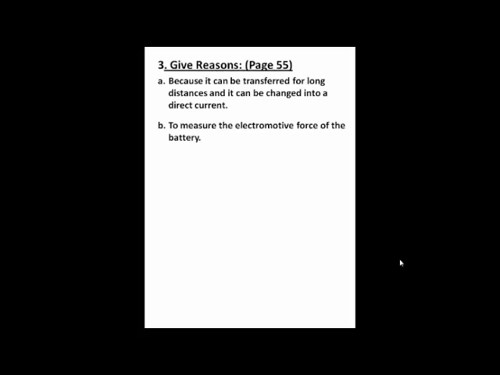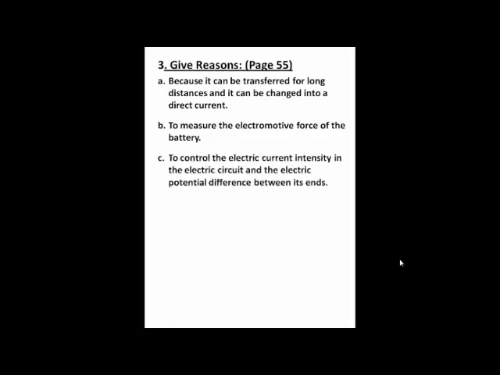It is better to use the alternating current rather than the direct current, because it can be transferred for long distances and it can be changed into a direct current. B. The voltmeter is connected to both poles of the battery in the electric circuit to measure the electromotive force of the battery. C. Rheostat is used in some electric circuits to control the electric current intensity in the electric circuit and the electric potential difference between its ends.